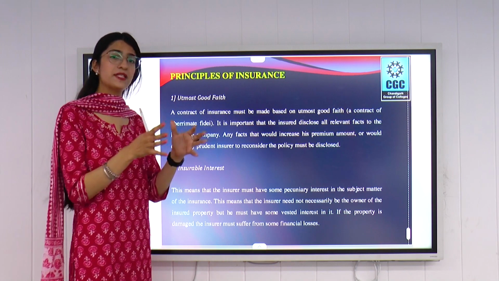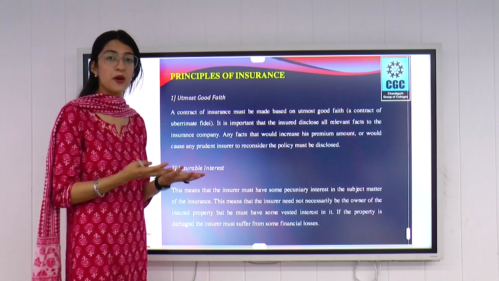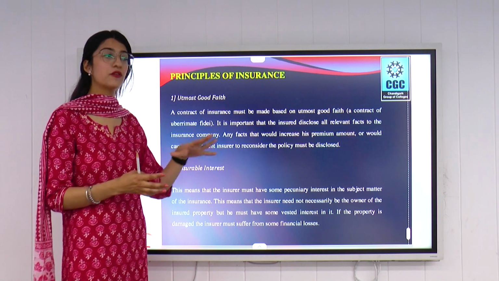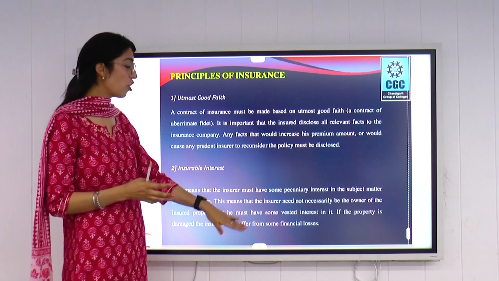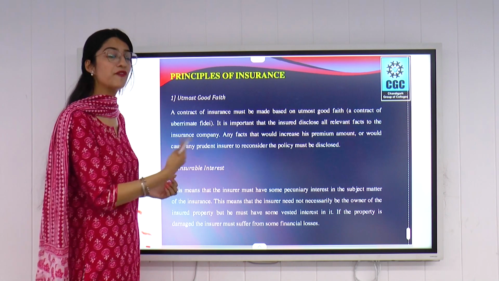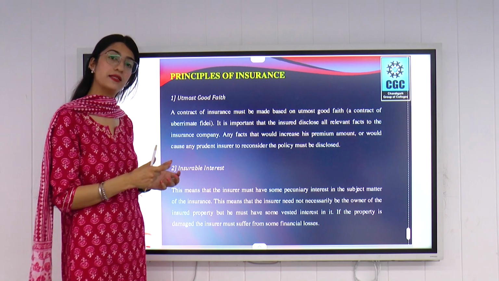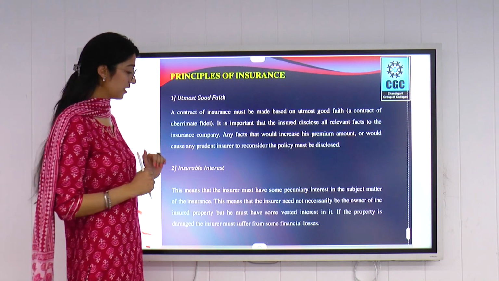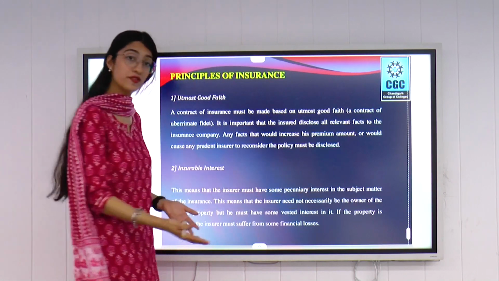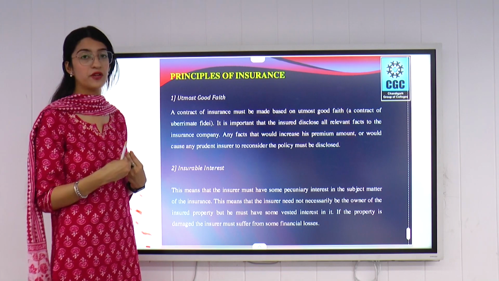It is not required that you must be the owner of that building or that particular asset from which you are taking the policy. It is important that you are earning some sort of revenue out of that. If you are not earning revenue out of that, then you may not be reasonable enough to take a policy. Or if you have taken that policy, at a later stage, because of lack of insurable interest in that particular asset, the company may not pay the claim. So it is not necessary to be the owner of the property, but you must have an interest in that you are earning some sort of profit out of that.